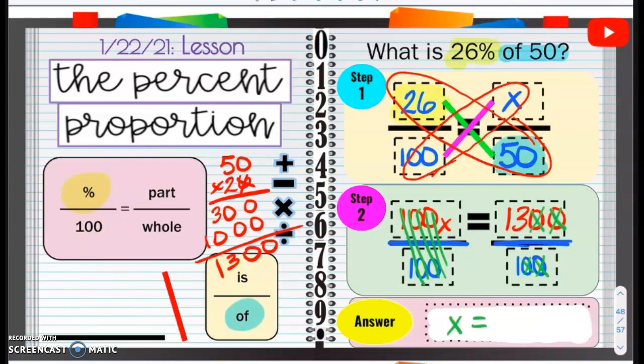Now look at this. We didn't even need to divide because look. 13 divided by 1. That is just 13. So our answer is 13. That is it. Bada bing, bada boom.